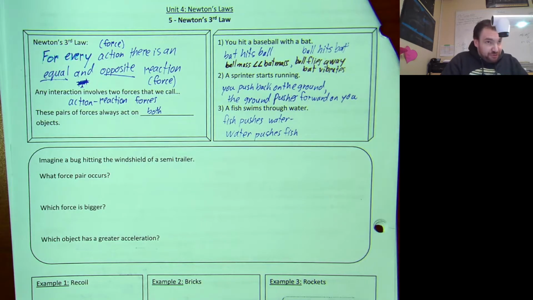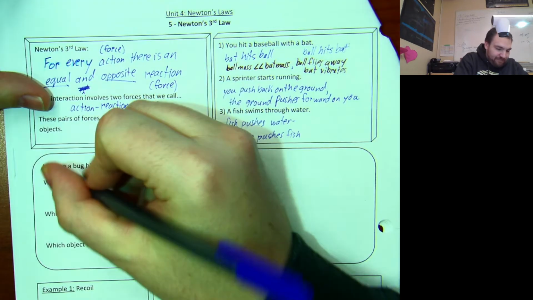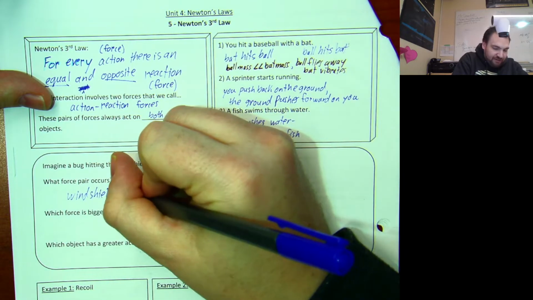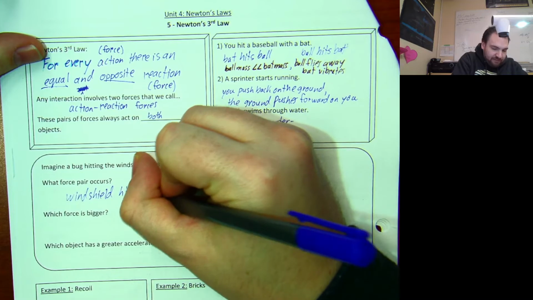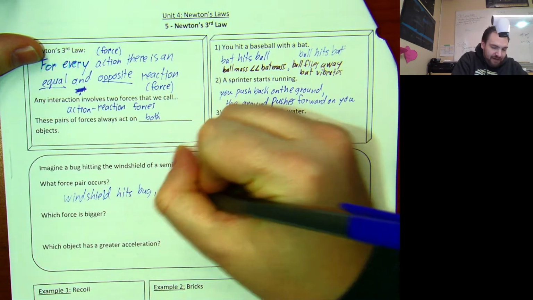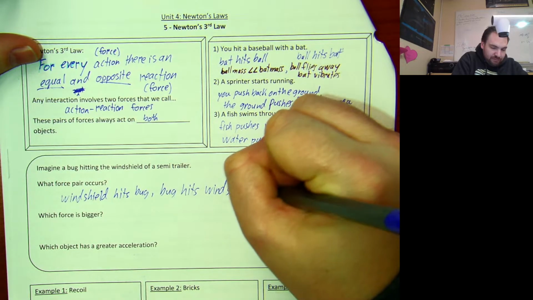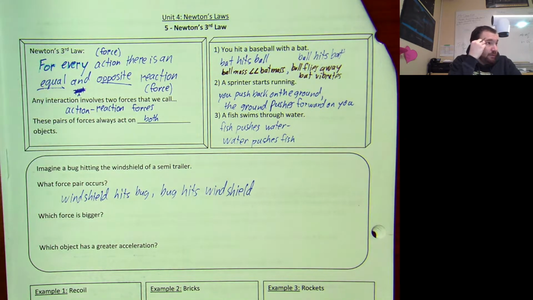Imagine, let's take a really extreme example here. We've got a bug hitting the windshield of a semi. No one really likes bugs, so no one really seems to get broken up when I kill bugs. Bug hits the windshield of a semi. What's the force pair? Windshield hits bug, bug hits windshield. The bug has smaller mass. Okay, so windshield hits bug, bug hits windshield. Which force is bigger?